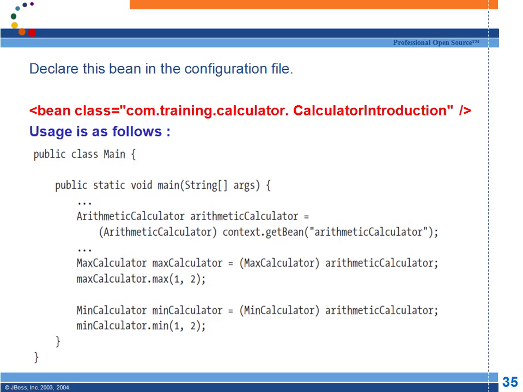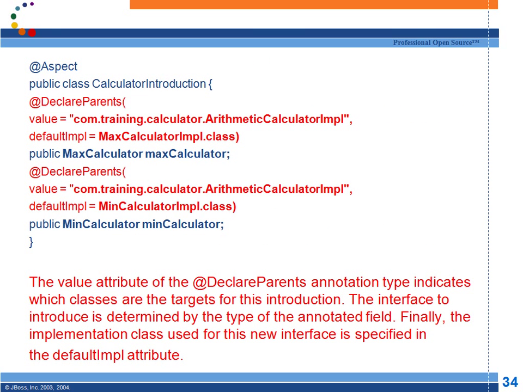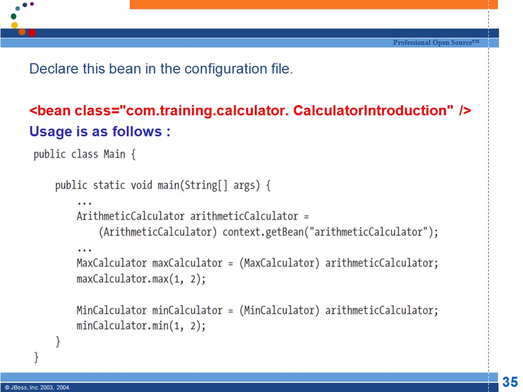I am typecasting the same reference to max calculator or min calculator. What is actually happening? I will be getting a proxy which is implementing min calculator, max calculator. Whenever I am calling this method on max calculator, I am actually calling on a proxy. That proxy is deciding on what object it should be called. How will it decide? I have already told for max calculator what the default implementation is. Whenever I call a method on this interface, the method will be called on this side. So I feel that min and max are introduced inside arithmetic calculator. This is how introduction works.